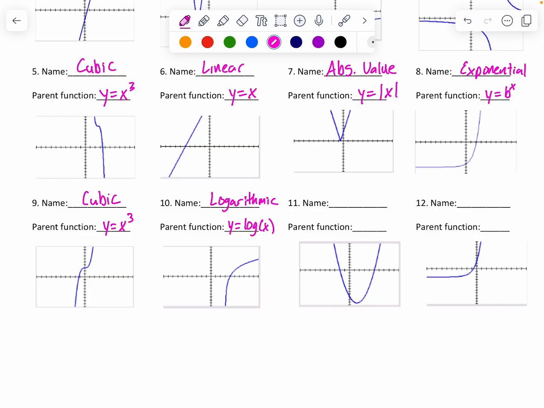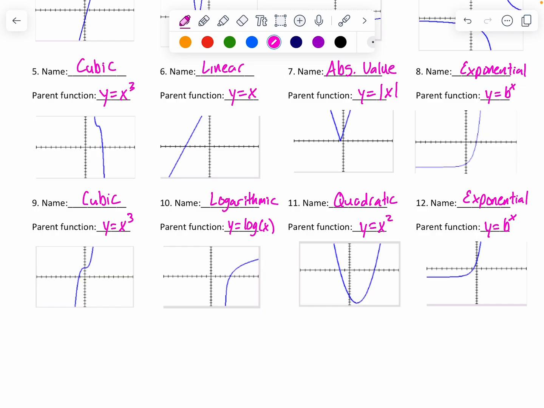11 is a curve. It's a nice U shape. So U shapes are quadratics. So y equals x squared. And finally, this one starts off flat and then curves up sharply, which is an exponential. So y equals any number to the x.